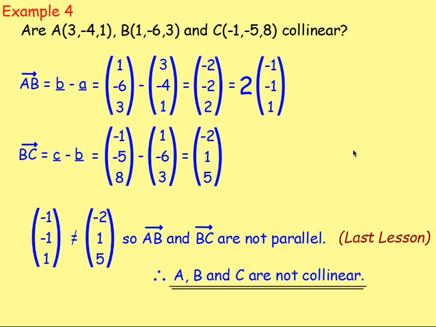Are these points collinear? Well, again, you need to do the same thing. First of all, work out AB, work out BC. From there, take out any common factors. So here we've got 2 times (-1, -1), and here it's just (-2, 1, 5). From that, if you think I don't have the same vector, and we need the same vector to show they are parallel. So if the vectors are not parallel, then it means they are definitely not collinear. So you can just finish off by saying these 2 vectors are not equal, so AB and BC are not parallel, and if they're not parallel, they are not collinear.